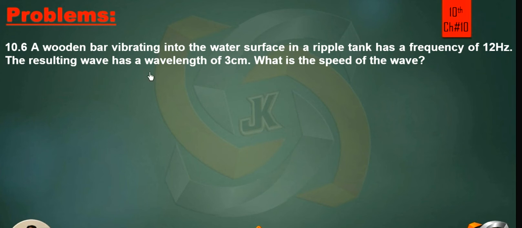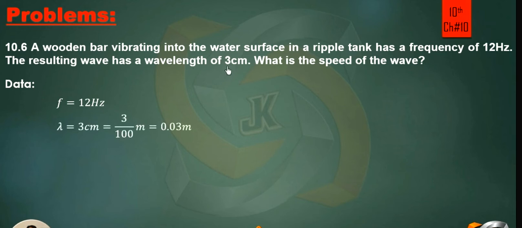We have to determine the speed of the wave when we are given with frequency and wavelength. So it's the simplest numerical because it will involve wave equation in it, and wave equation is a very simple formula. First of all, we will write the data for frequency, that is 12 Hz, wavelength converted into meters, and students, we will apply the formula for the speed of the wave.